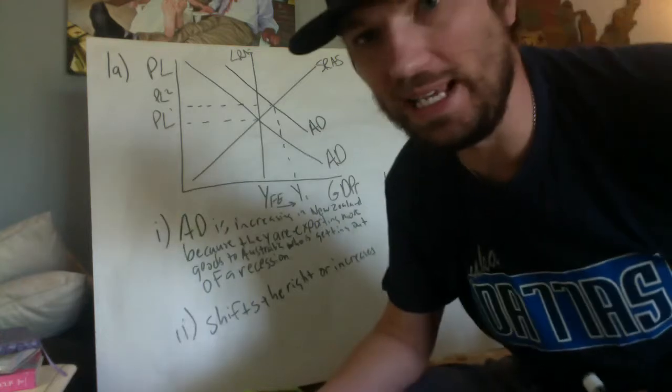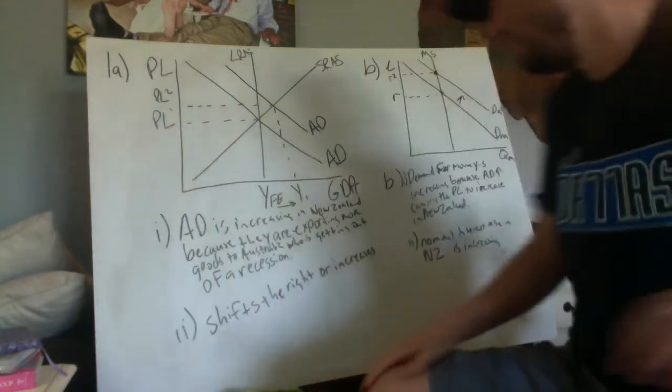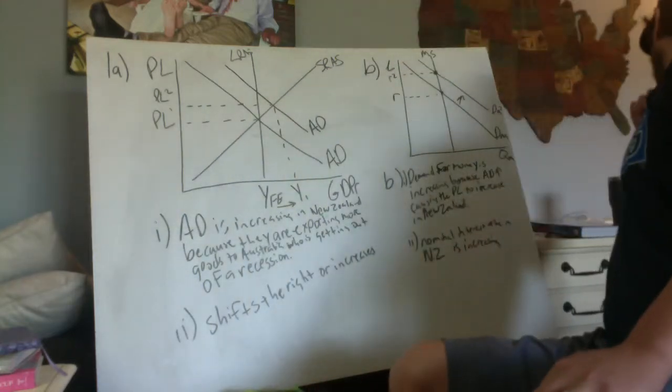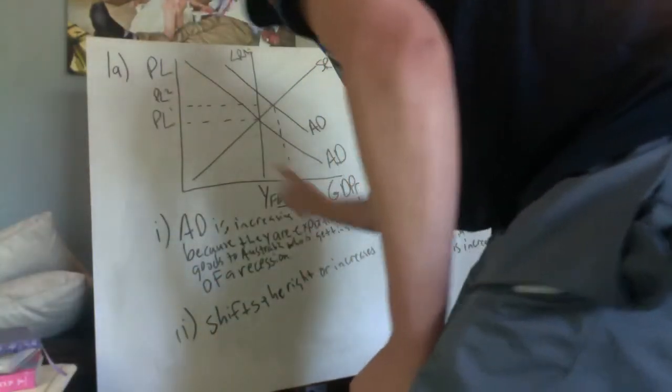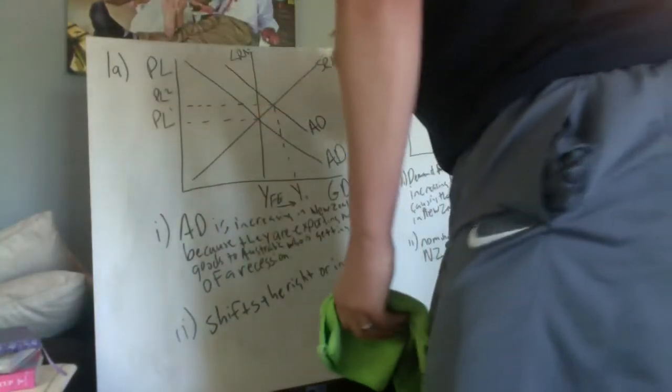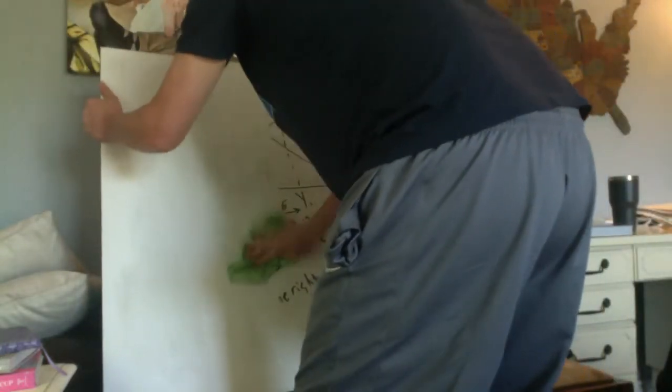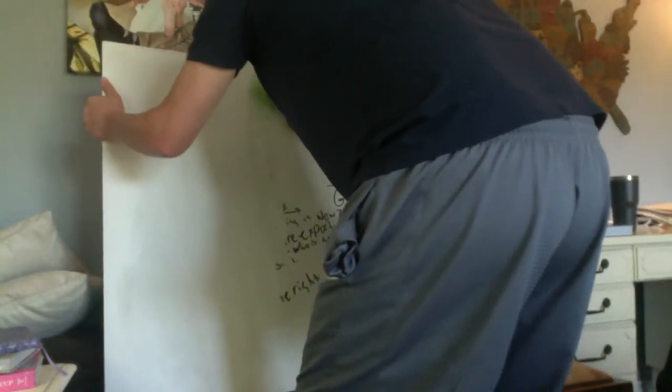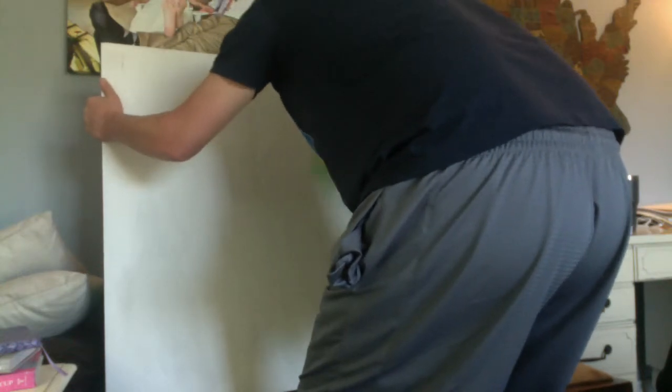Now, we're going to skip C. We can't do that one yet. Okay, so we're going to skip C, and we're going to move on to letter D. Okay, we can do that. All right, so 1D.